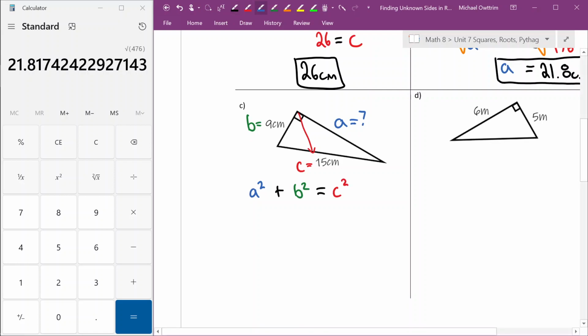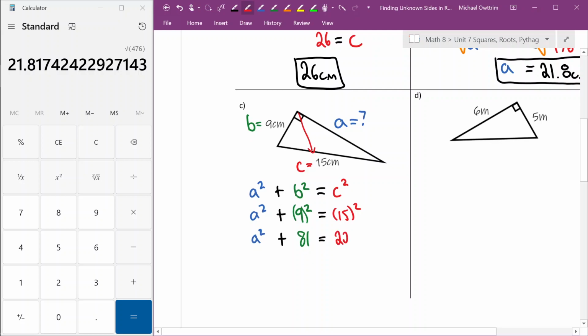I don't know what the length of A is, so I'll just leave it in the equation as a squared. I do know that B is 9, so b squared becomes 9 squared. And I do know that C is 15, so c squared becomes 15 squared. I guess we'll put brackets over here as well. Let's simplify the parts that we can calculate. So our 9 squared is 9 times 9, which is 81.